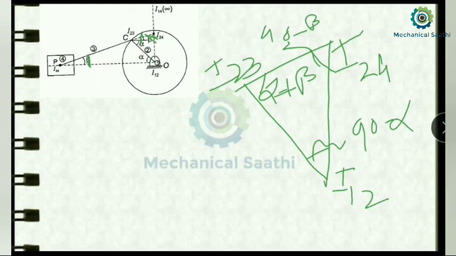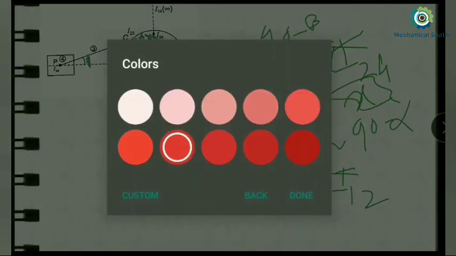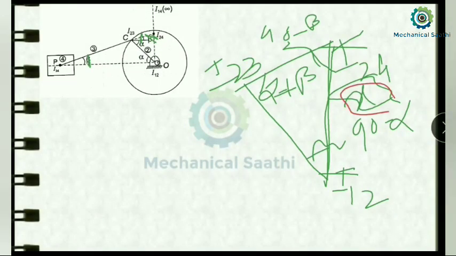So now what we need to find is the distance between these 2 points. Let me take this as x. Let me change the color over here. Okay, so let me take this length as x, and we know the radius we have taken, that is r, the crank radius.